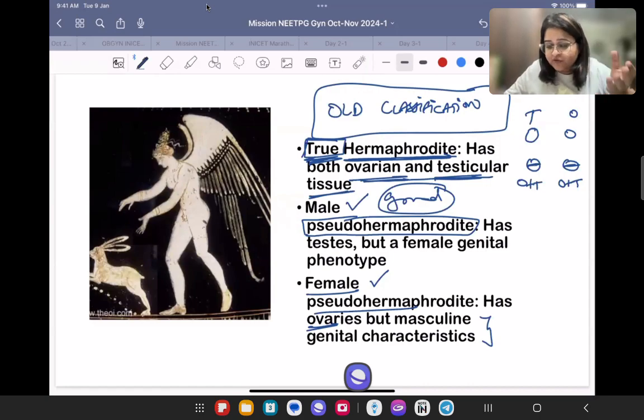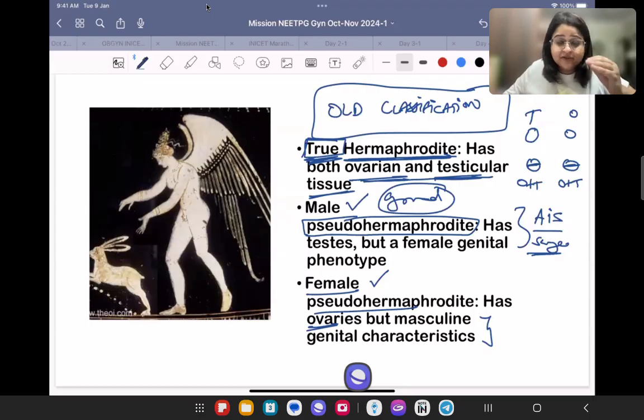Examples of male pseudo hermaphroditism would be your AIS or your Swyer syndrome. These would come under male pseudo hermaphrodite. They have testes, but a female looking genital phenotype. And female pseudo hermaphrodite has ovaries. These are people who have, say, virilizing tumors, ovarian tumors which are producing testosterone, or congenital adrenal hyperplasia. Things like that would present with having ovaries but the appearance of a male.